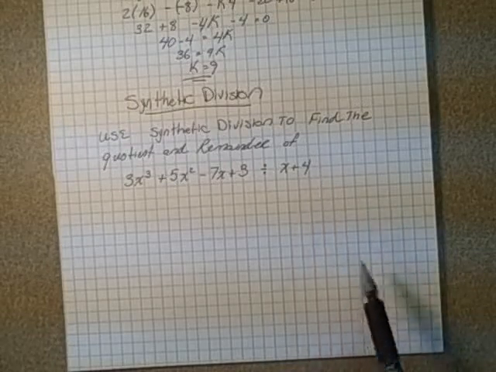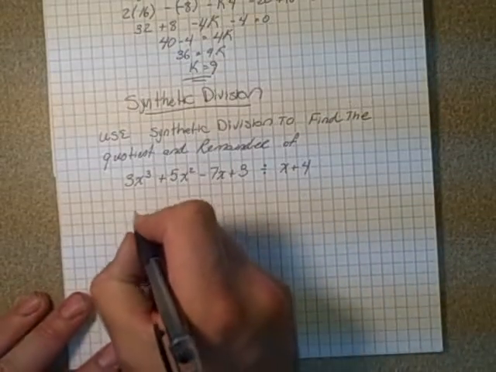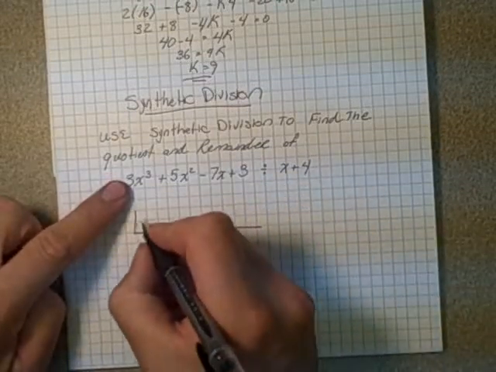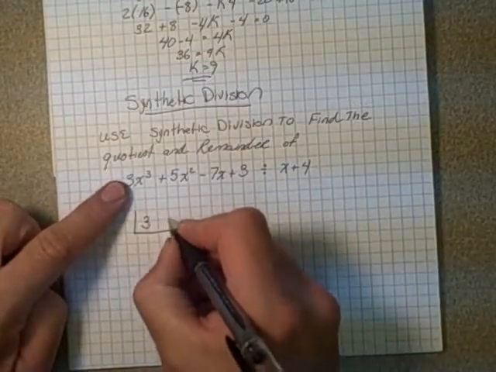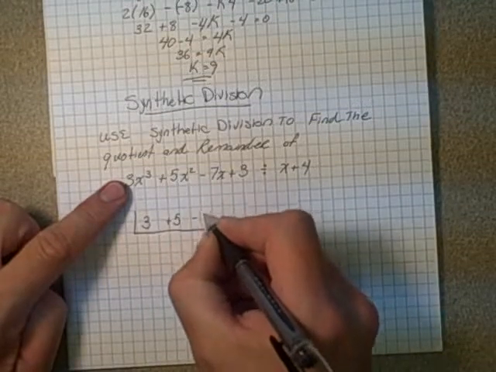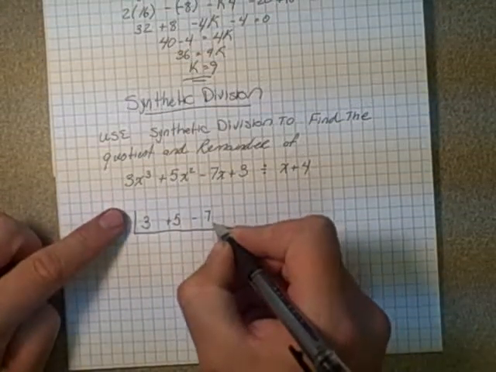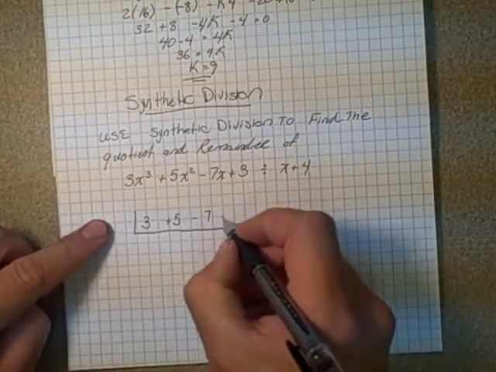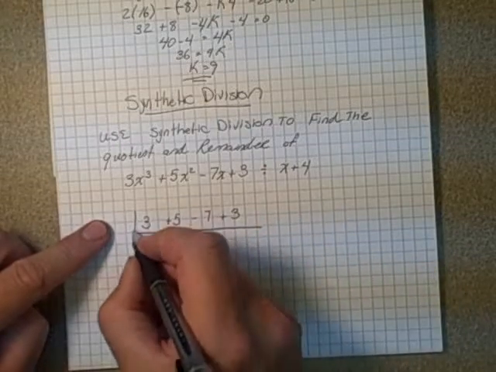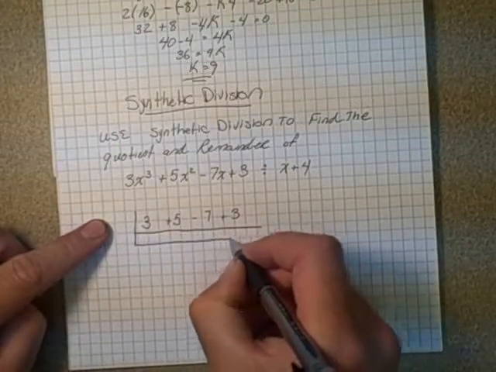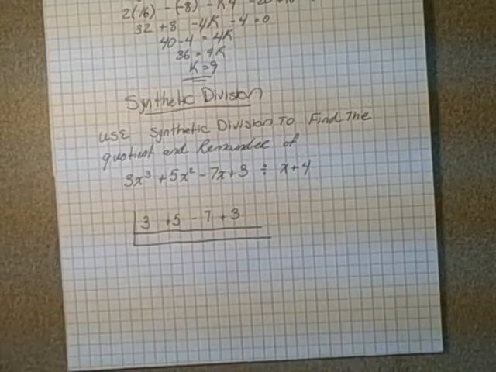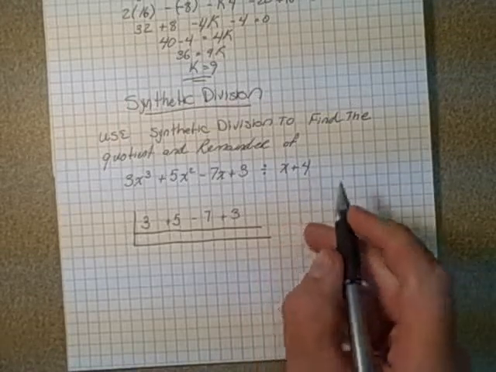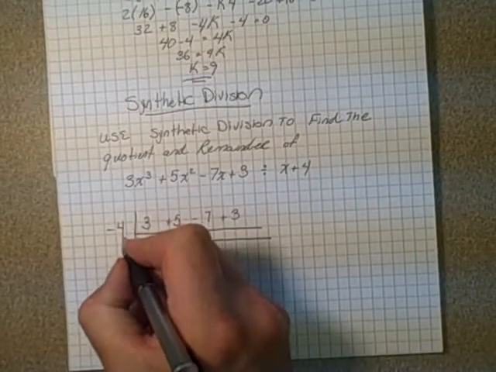So the first thing we're going to do then is you make a little L like this, and then you put all the terms here. Make sure you put in signs. And leave some space underneath. I didn't leave enough, so I'm just going to extend my L there. And then what you do is, well, if x plus 4 is equal to 0, you'd have a negative 4. So put your negative 4 there.